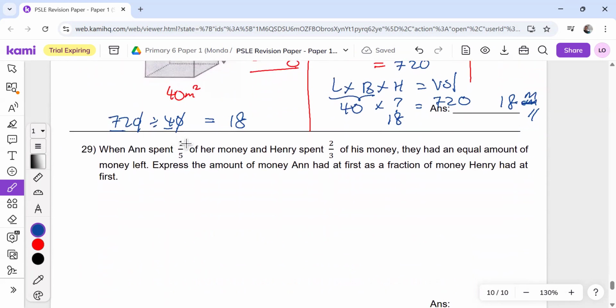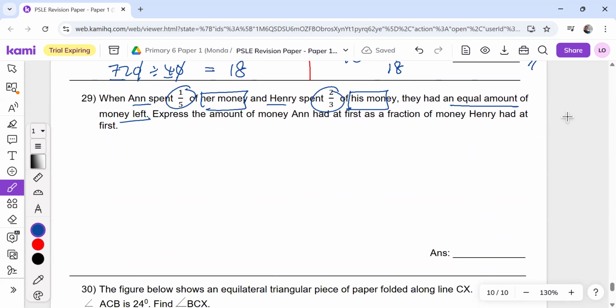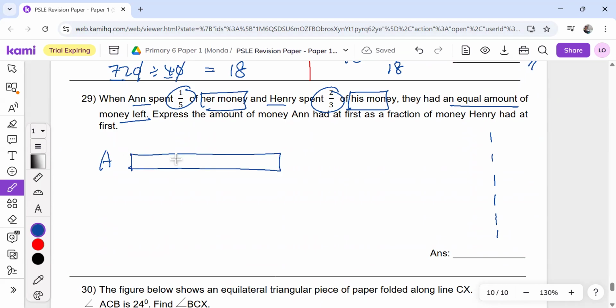When Anne spent one fifth of her money and Henry spent two-thirds of his money, they had equal money left. If you are going to draw a model, there's something equal to something. Then what do you need to have in your model? Dotted line. So how do we draw the model? Anne has five boxes. When Anne spent one fifth, cut one fifth. This is the money gone, and this is the money left.